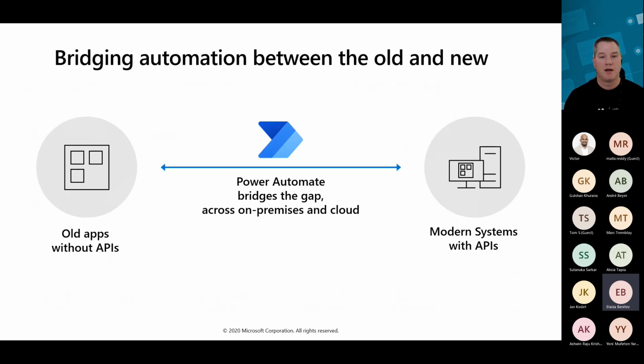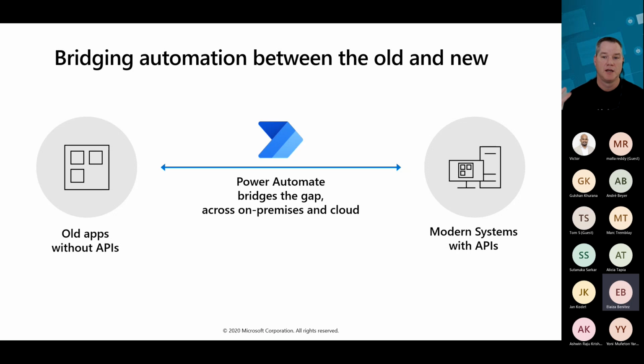Now, if we think about it, we've got these two worlds, right? Bridging old apps without APIs and modern systems with APIs. And I think this is our strength: we're a hybrid, in the sense that we can drive those old school applications, we can automate modern systems using APIs, but we can also bring those two together and have the best of both.